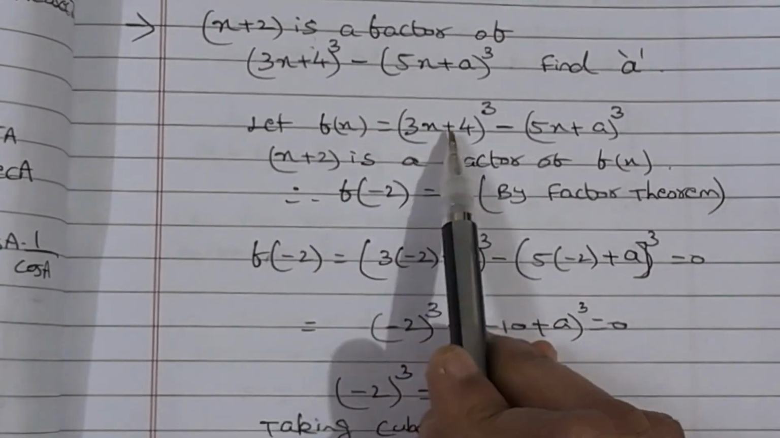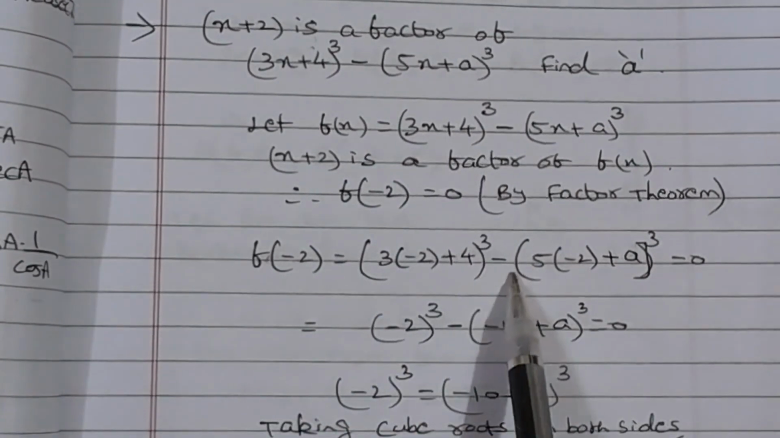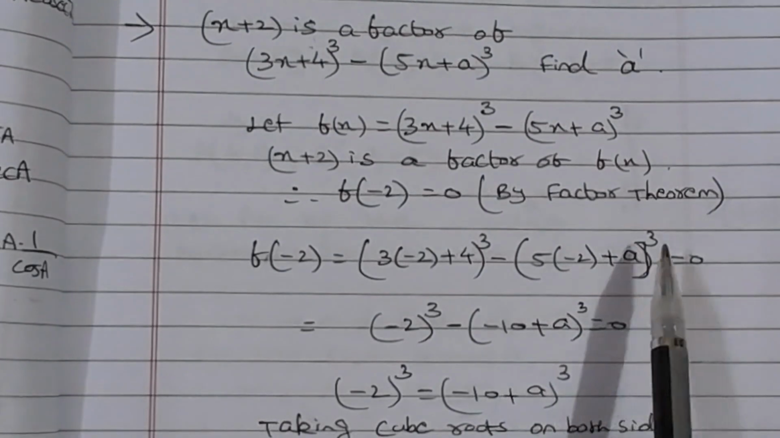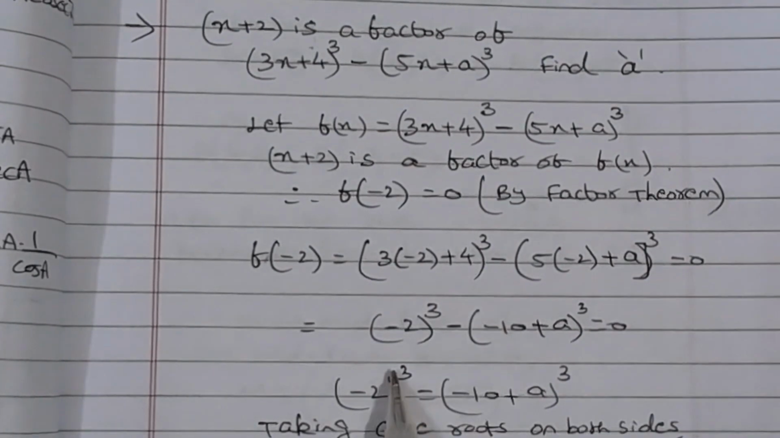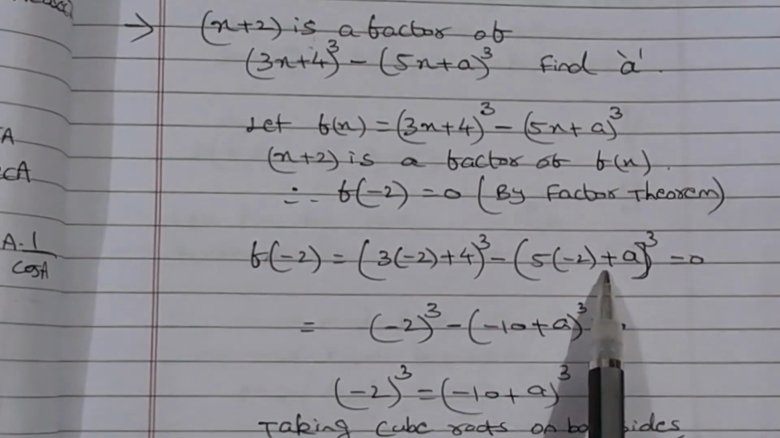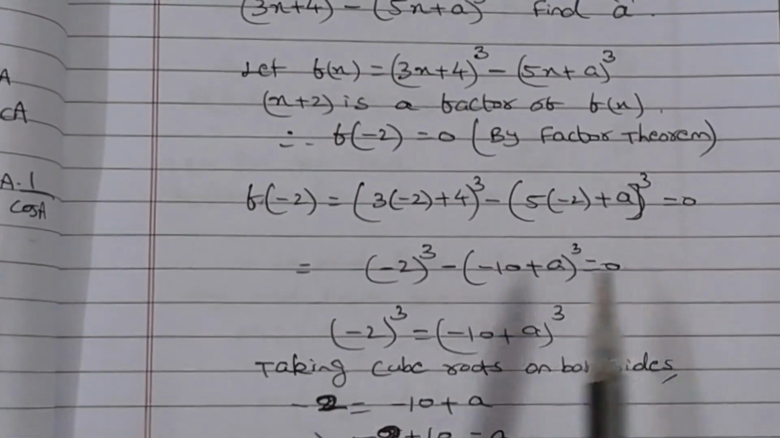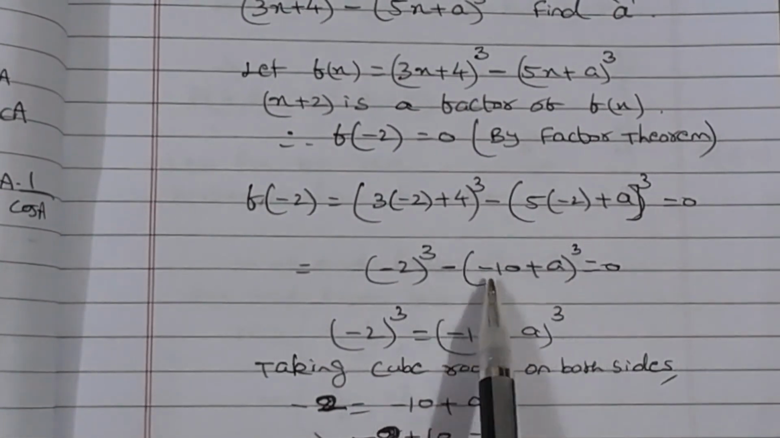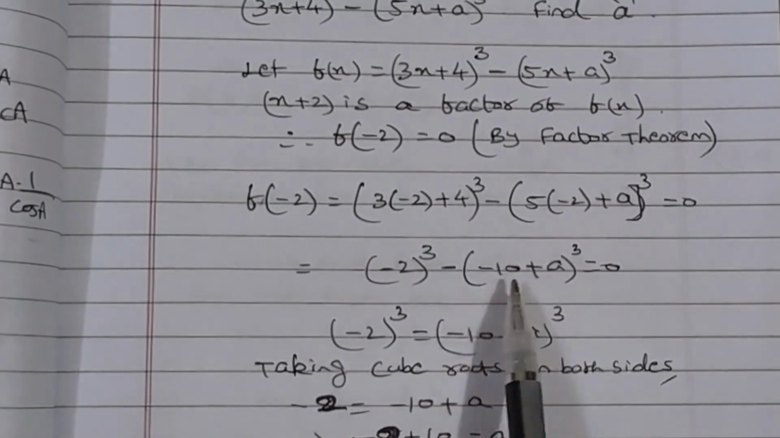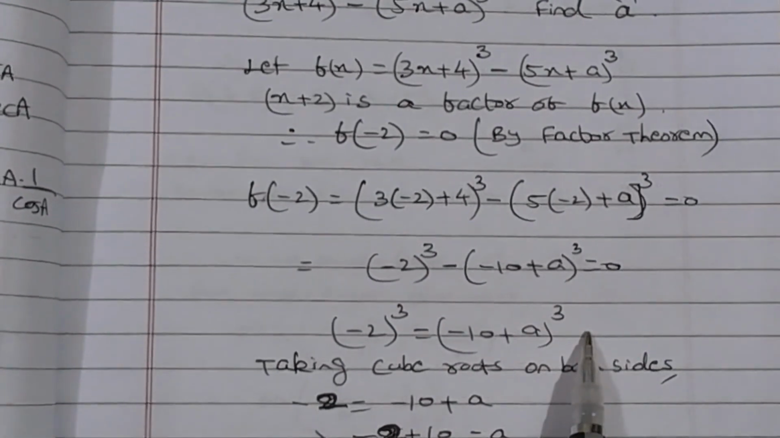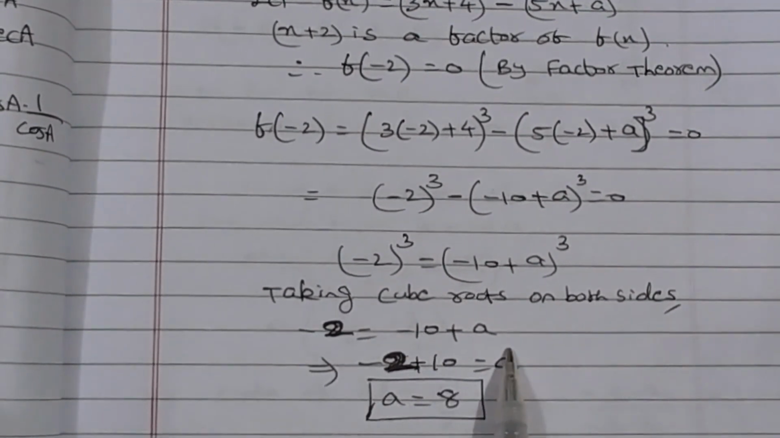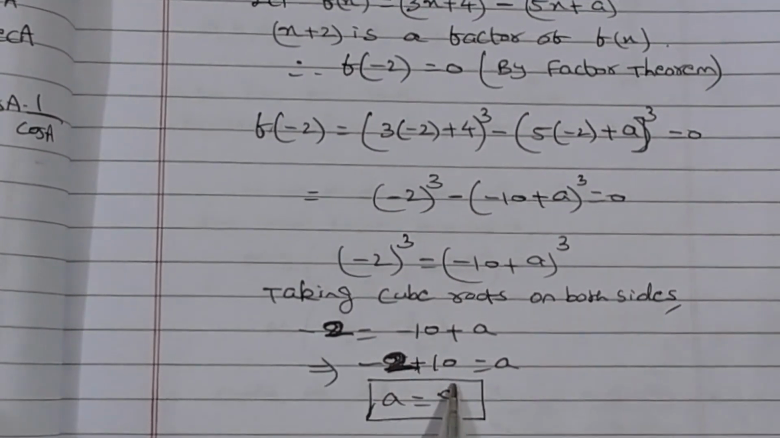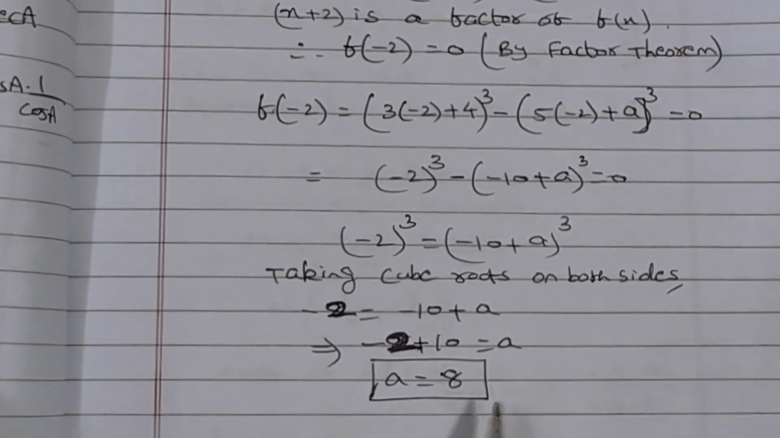f of minus 2 is (3 into minus 2 plus 4) whole cube minus (5 into minus 2 plus a) whole cube and put it equal to 0. So ये हो गया (minus 6 plus 4) which is minus 2 cube, minus इधर हो गया (minus 10 plus a) whole cube equal to 0. So this is minus 2 cube equal to this term, we will shift it to RHS. So this becomes (minus 10 plus a) whole cube. Now take cube root on both sides. So we get minus 2 is minus 10 plus a. So minus 2 plus 10 equal to a. So we have 10 minus 2, 8. So a equal to 8.